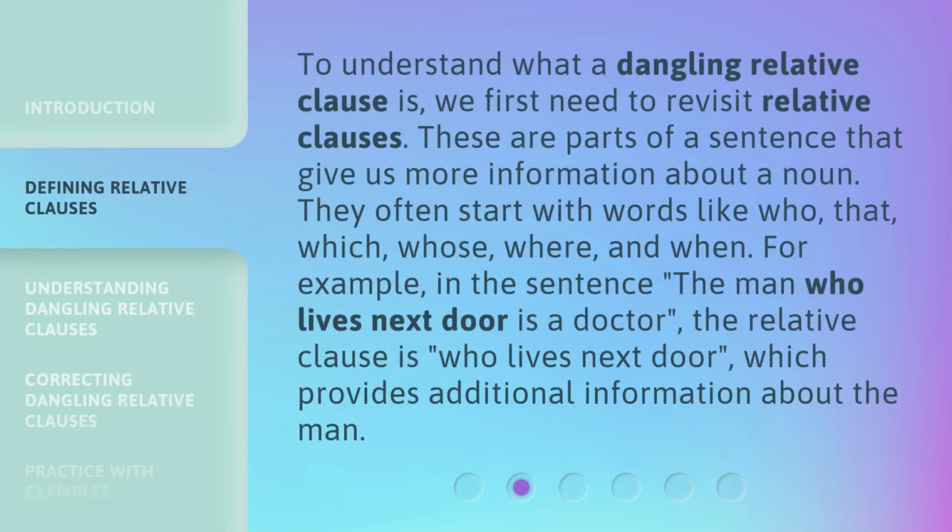To understand what a dangling relative clause is, we first need to revisit relative clauses. These are parts of a sentence that give us more information about a noun. They often start with words like who, that, which, whose, where, and when. For example, in the sentence, "The man who lives next door is a doctor," the relative clause is "who lives next door," which provides additional information about the man.